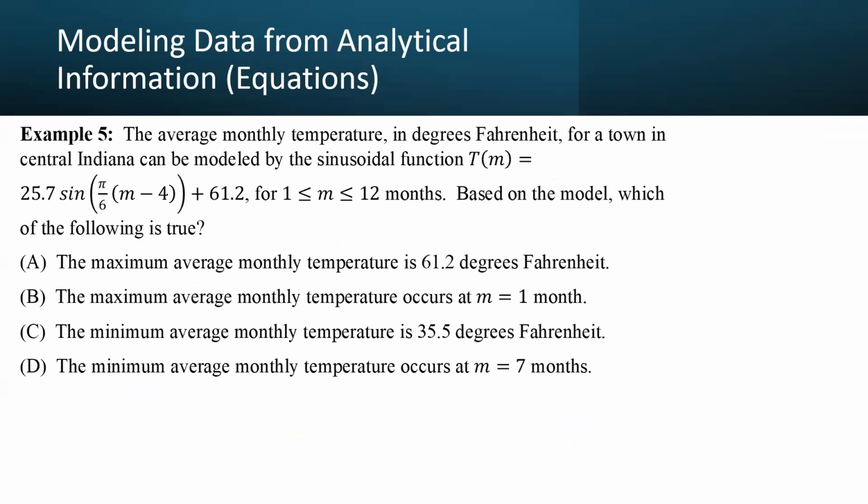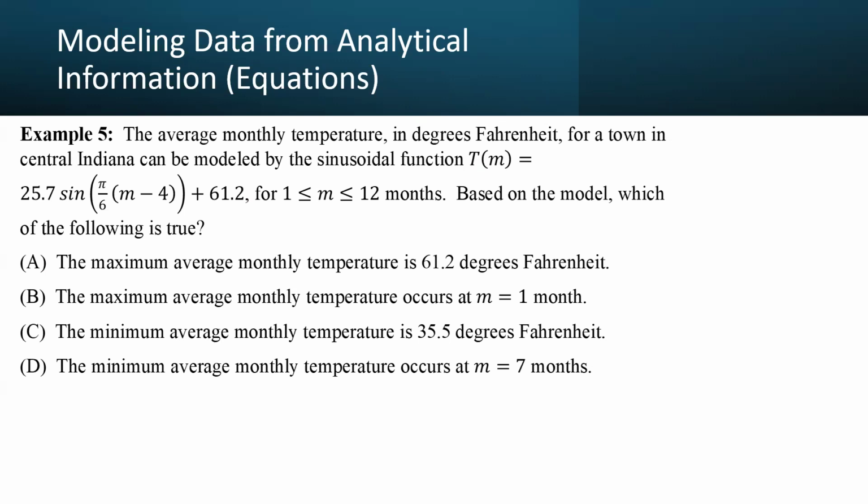Let's keep talking about max and mins. So here it says the average monthly temperature in degrees Fahrenheit for a town in central Indiana can be modeled by the sinusoidal function T of M equals 24 and 7/10 sine pi over 6 times m minus 4 plus 61 and 2/10. M is between 1 and 12 because that represents the months of the year. Based on the model, which of the following is true?